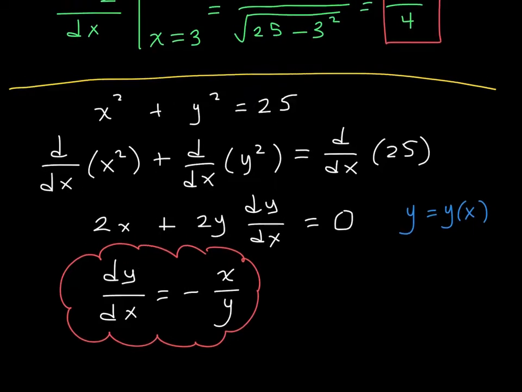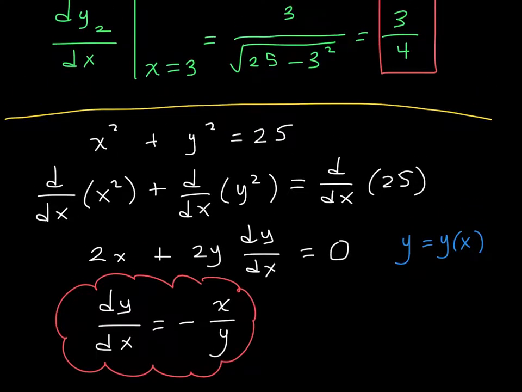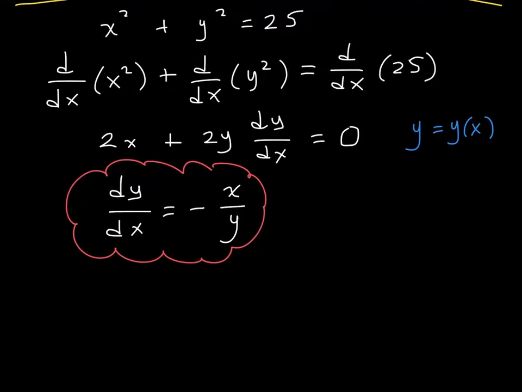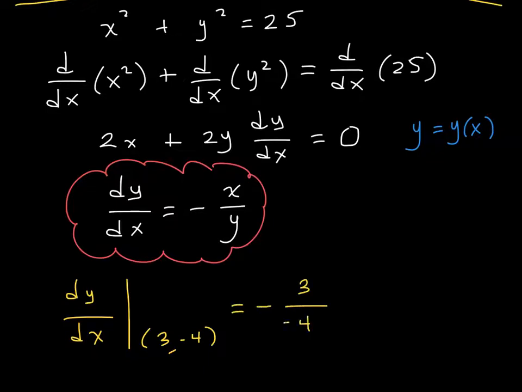All right, so watch this. We already know what the answer is. It's 3/4. Remember, we did it earlier. So now they want the derivative, dy/dx, to be evaluated at the point (3, -4). So it is -3 over -4. It's 3/4. That was the exact answer that you and I got earlier.